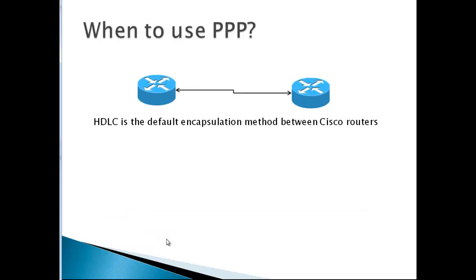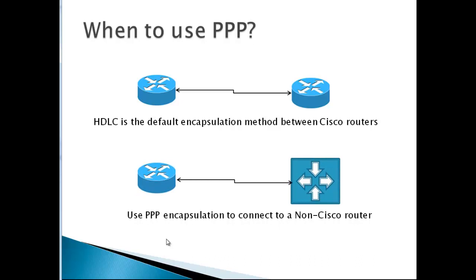When to use PPP? Now, if we have two Cisco routers, we will be using HDLC, and that's the default encapsulation because HDLC is a Cisco protocol. But if you have a Cisco router and a non-Cisco router, then you might have to use PPP, because non-Cisco routers are not allowed to use HDLC, as that's a Cisco proprietary protocol.